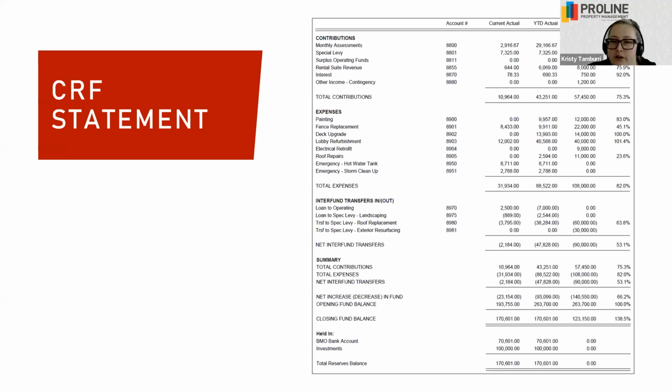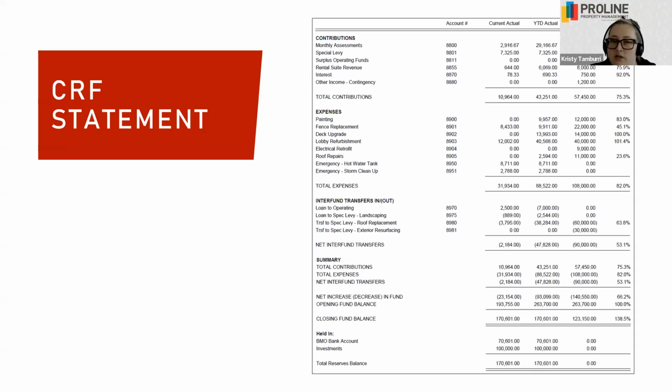Important to note the interfund transfers in and out. This is specifically where we show any loans to the operating account, and then we account for that loan to be repaid, because loans do have to be repaid within the fiscal year that it is borrowed. In addition, if you've got a special levy with funds going to or from the special levy from the contingency, this is the section that you would see it in.